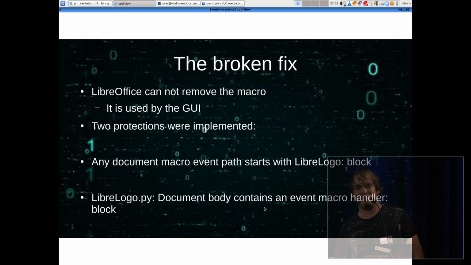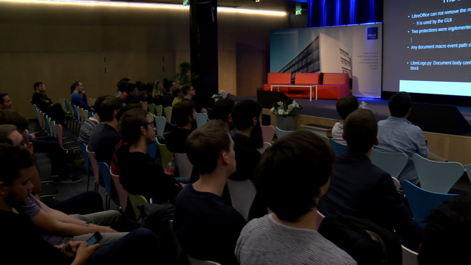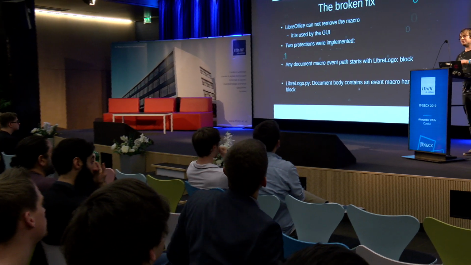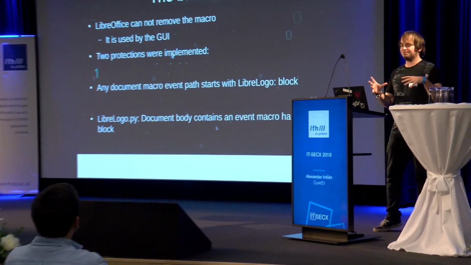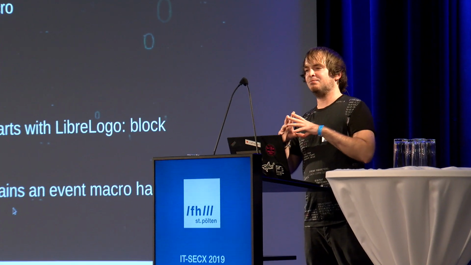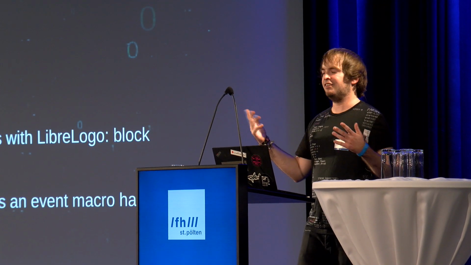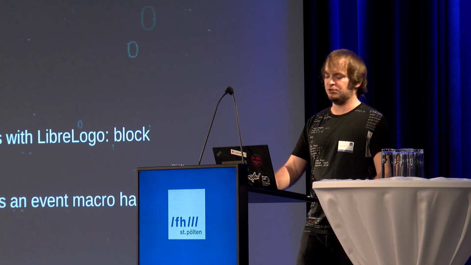Okay, LibreOffice decided, yeah, that's not good, but we can't remove the macro because they're actually using it in the graphical user interface. So they implemented two protections to fix this issue. At first, they tried to detect the Libre logo path, and if it's detected, it will get blocked. And then they modified the Libre logo macro itself, the code. Before they would execute the potential insecure exec function, they checked if the document body contained any event handler, like the mouse over event. And if it would detect that, it would stop execution again.